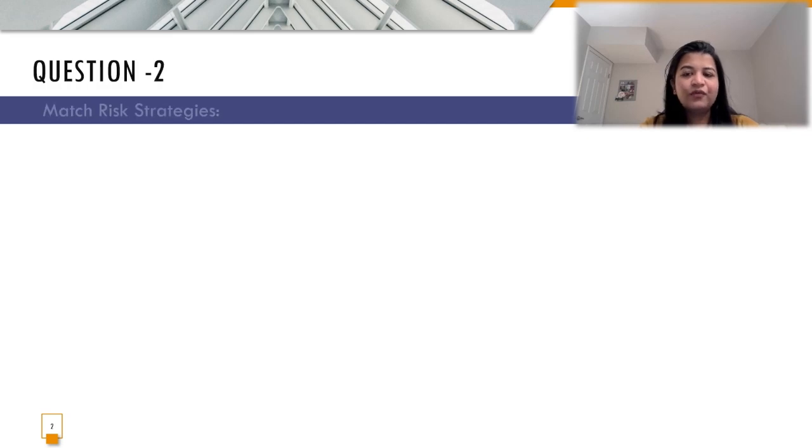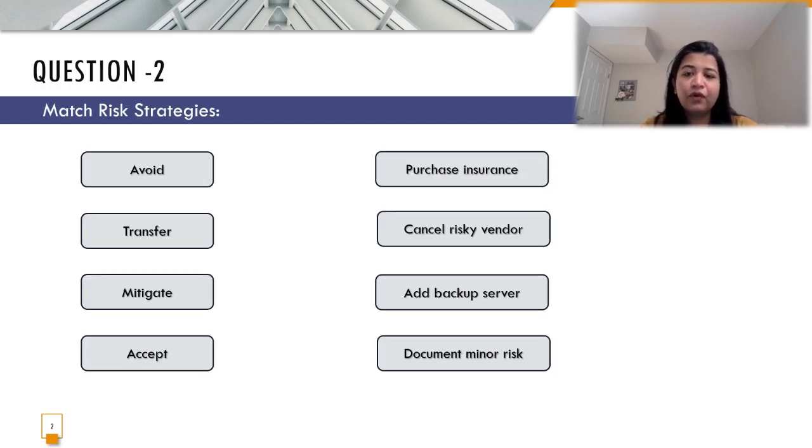In question 2, we are asked to match the risk strategies. Now we have 4 different types of risk responses: avoid, transfer, mitigate, and accept. We are given certain examples wherein we have to match the respective strategy to the example given. So for avoid, you are avoiding the risk.